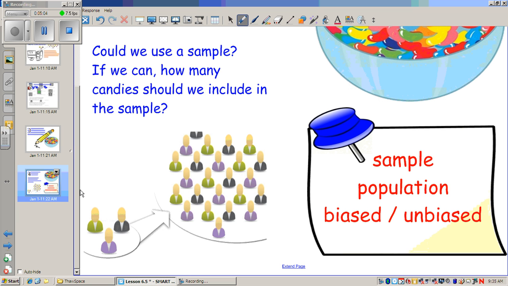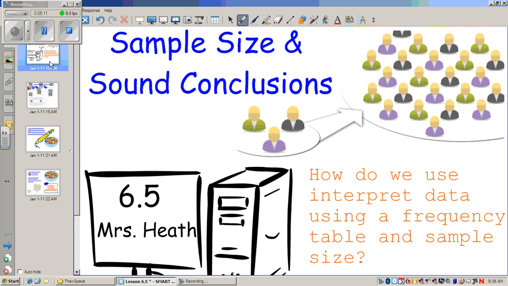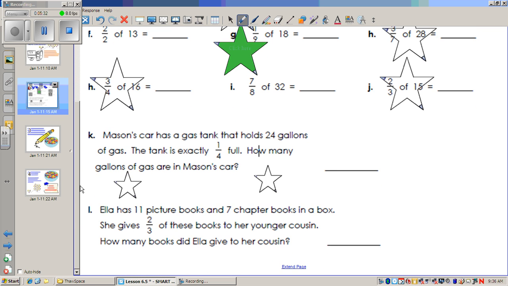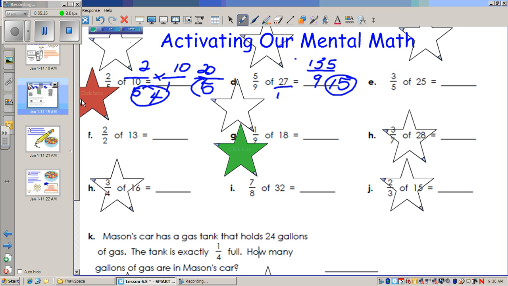So let's review really quickly. This is a shorter lesson, but let's review. What do I need to have in my notebook when I come to class? Our goal was, how do we interpret data using a frequency table and sample size? On this page, you needed to label your paper C, D, E, F, G, H, H, remember, I and J, and then we have K and L. You need to put the answers down for all of those. I did the first two with you, so now you'd need to do 9 more problems. So make sure you bring those in.